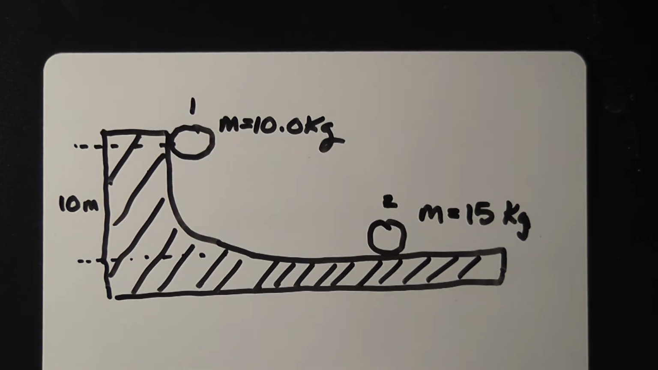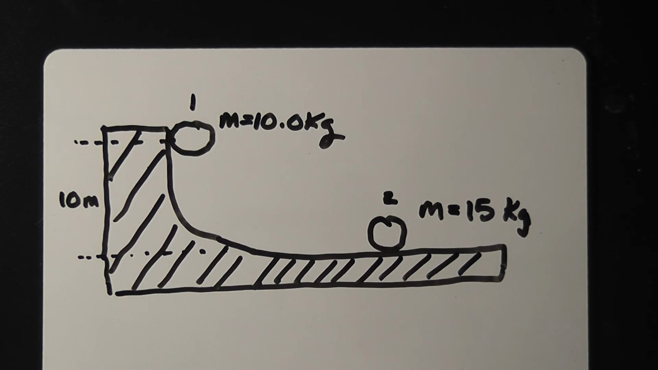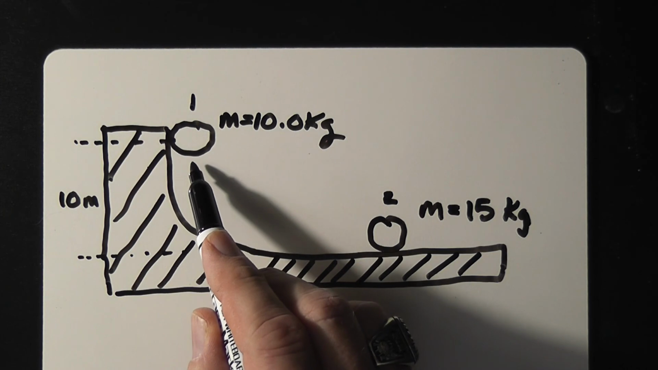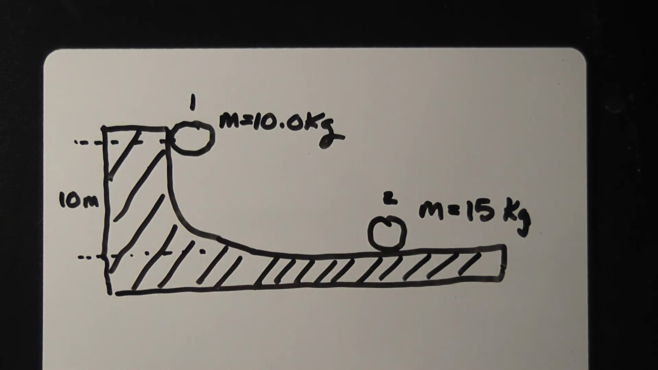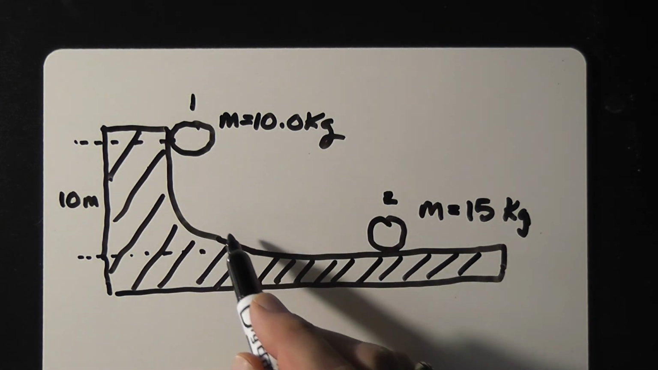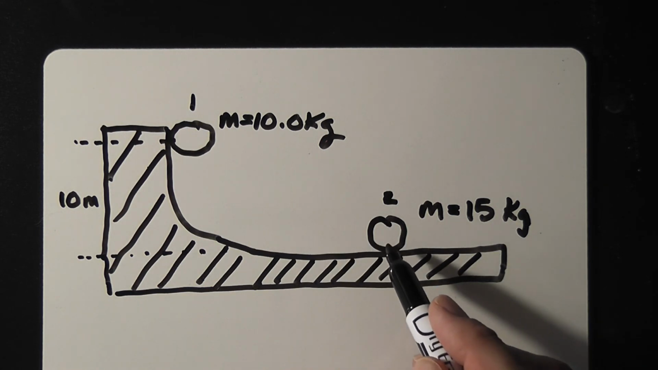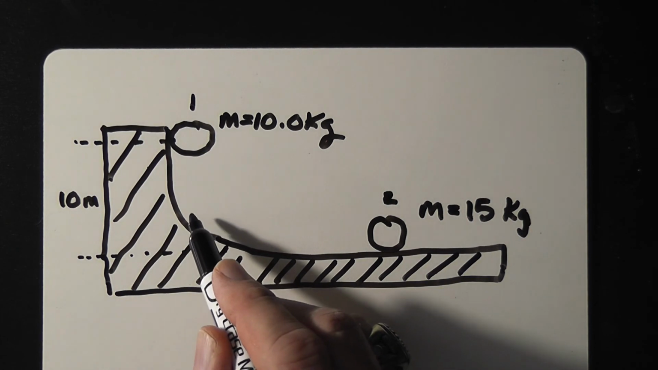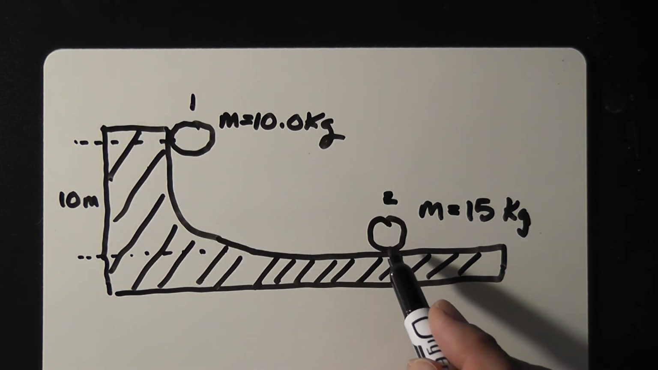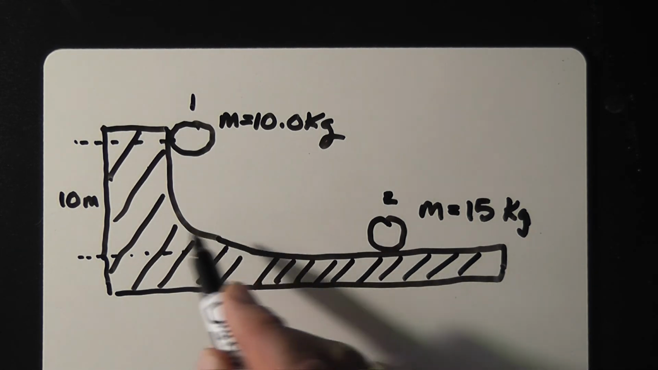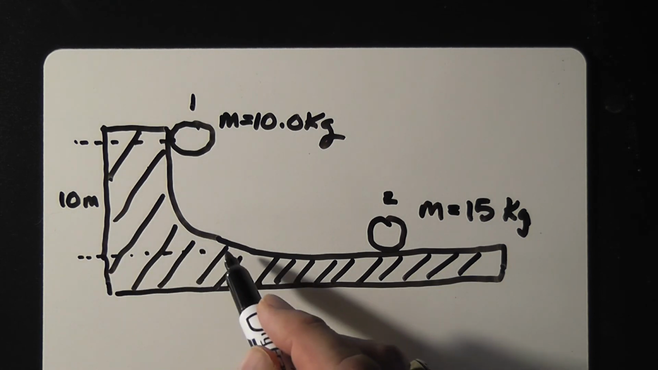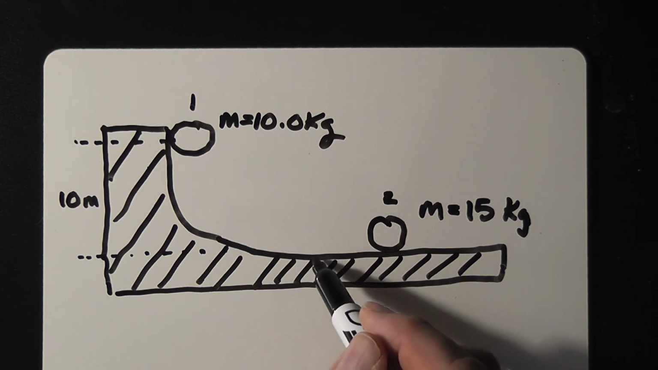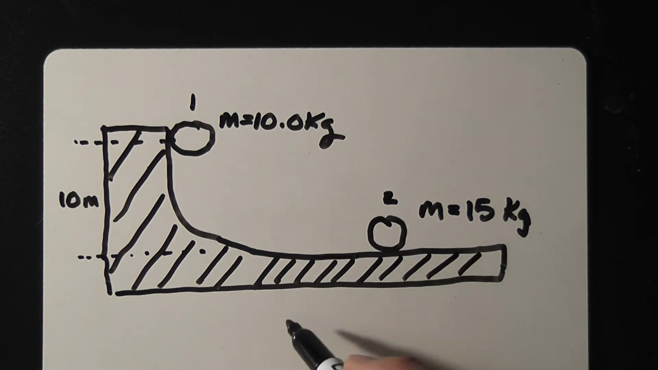Okay, when ball 1 is let go, it has stored energy, potential energy, and it's going to roll down and collide with ball number 2, and then it's going to go back up so far. And what we want to find is how high will it go. Right now it's situated at 10 meters above the level of ball 2.